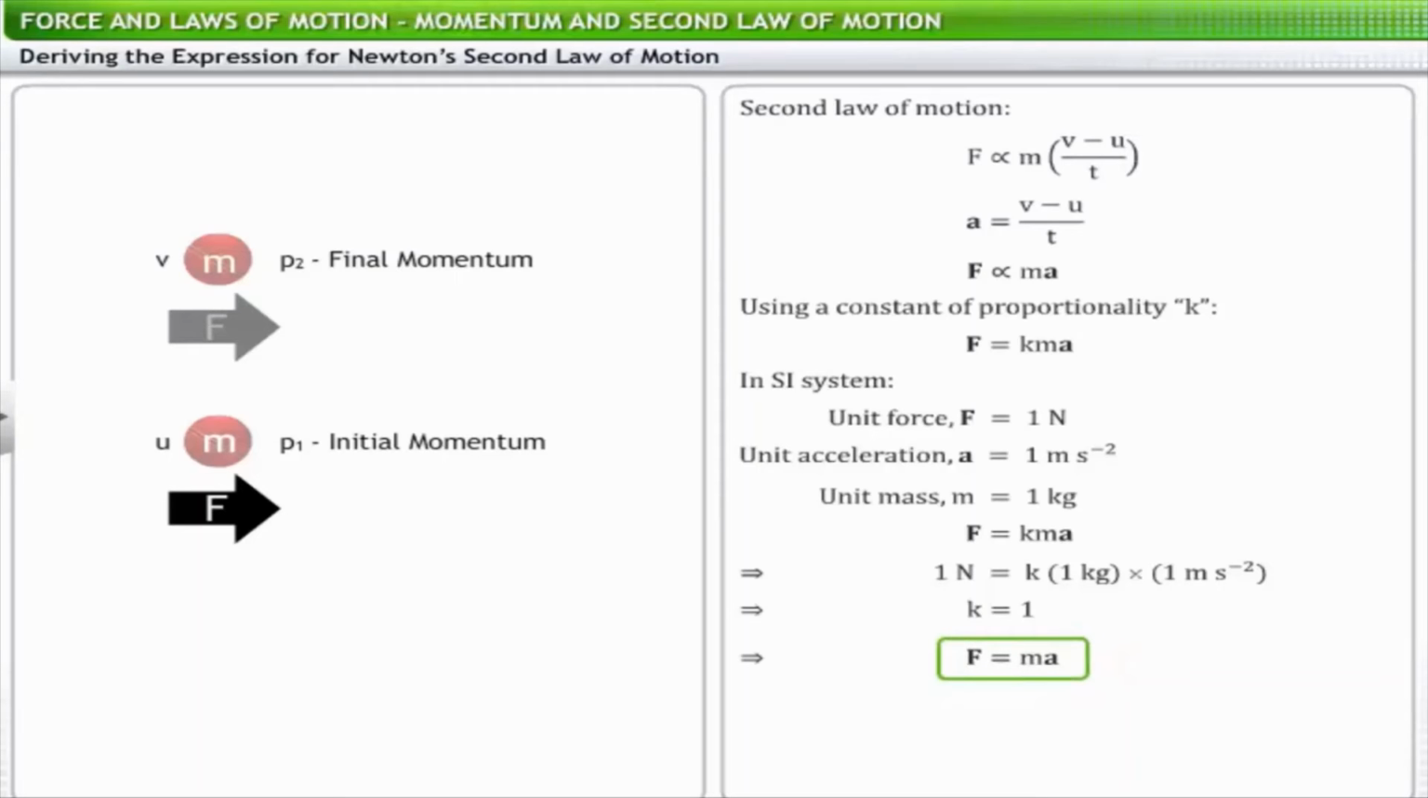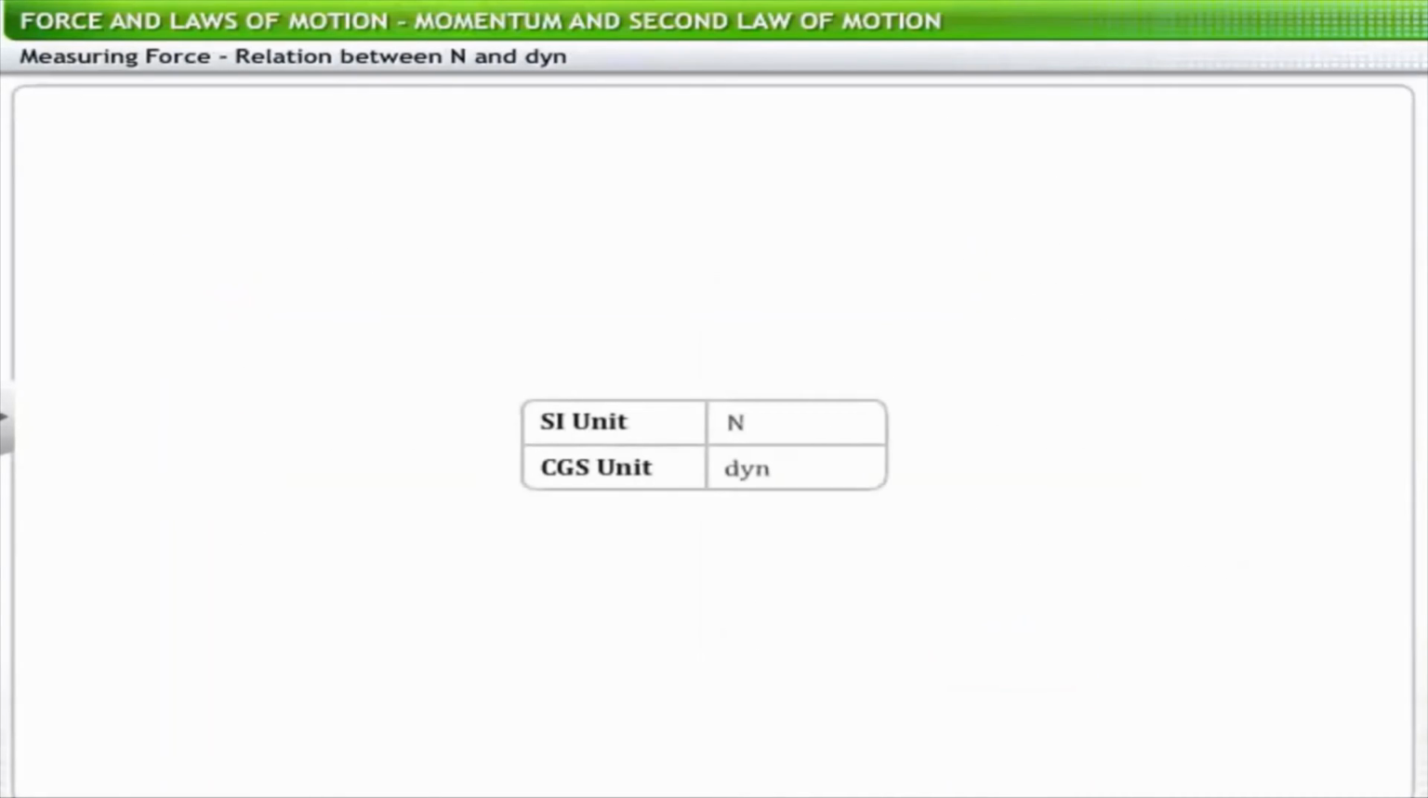Therefore, according to the second law of motion, you can express the force applied as the product of mass and acceleration of the body. Using the expression for the second law of motion, we can define the relationship between the SI unit of force, Newton, and the CGS unit, dyne.